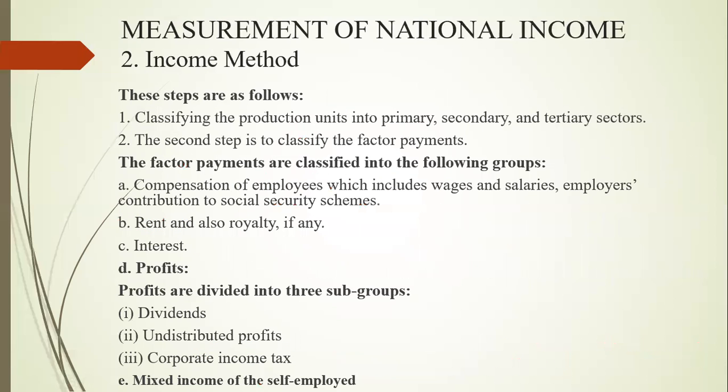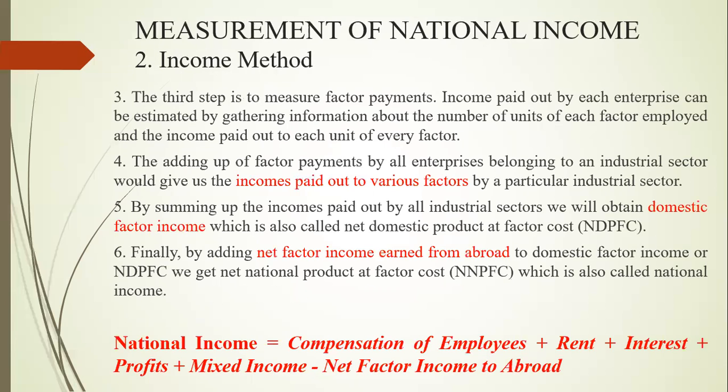Once again, I am repeating. In the first step, you will divide the economy into 3 sectors. Then from each sector of the economy, you identify all the possible factor payments. Factor payments could be in the form of compensation, rent or royalty, interest, profit, and mixed income. You will add all these incomes together, and adjust for net factor income earned from abroad. You will get national income.